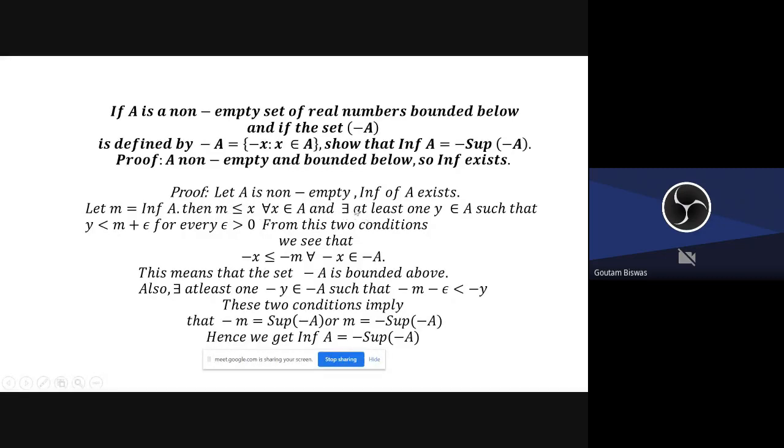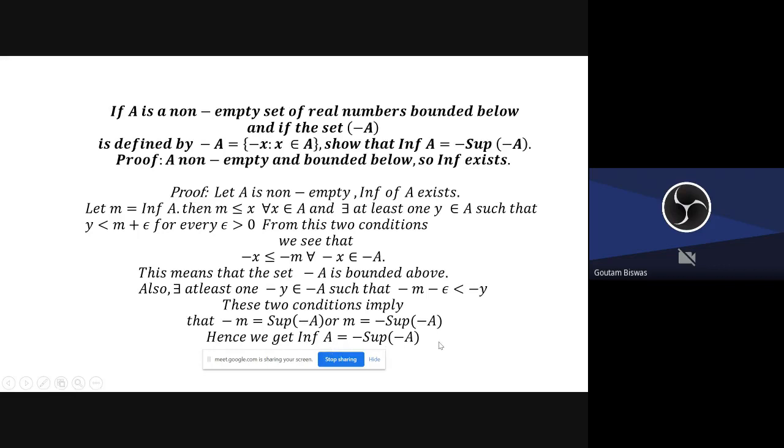And there exists at least one Y such that Y is less than M plus epsilon for every epsilon. From these two conditions, this is condition one and this is condition two, applying negation, we get this one. Okay, this means that the set minus A is bounded above. Also, there is at least one minus epsilon such that these two hold. So again, this condition and this condition yield this result.